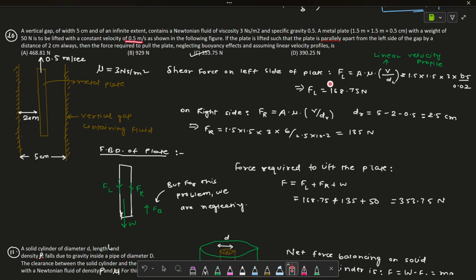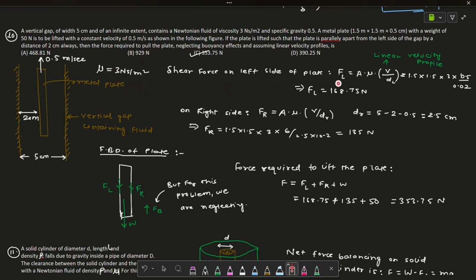Here it is said, same thing is mentioned here. That means they are mentioning that the metal plate is having a distance of 2 centimeter from the left plate, right? It is mentioned here. So they are asking the force required.